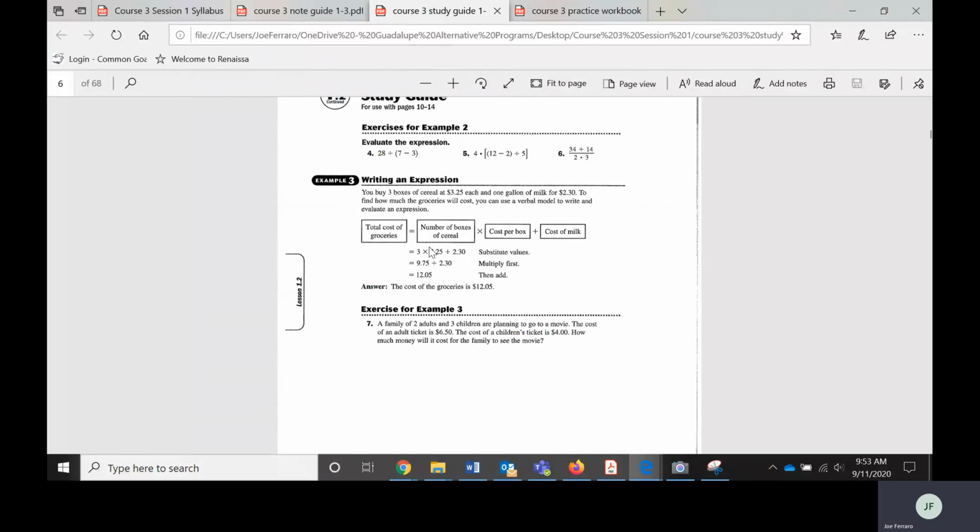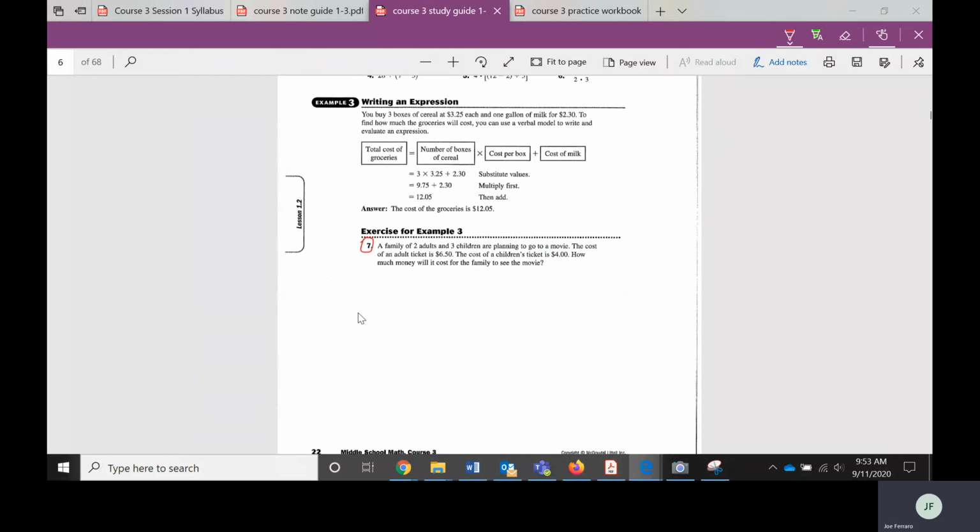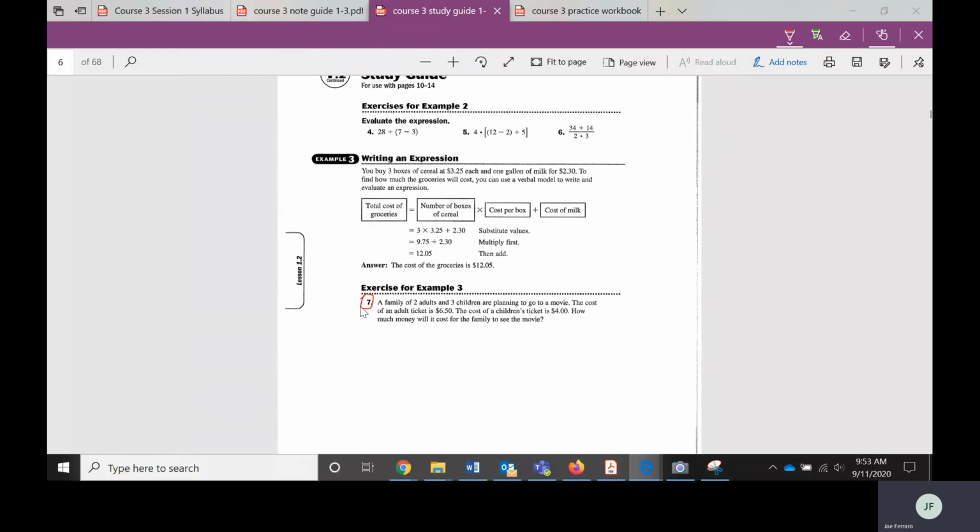And you probably will just automatically do the order of operations in this problem, because you're getting 3 boxes of cereal. 3 times $3.25, that's $9.75. And then just add the $2.30 onto it. That's $12.05. So it's probably a good idea to try this problem. The answer's in the back, but if you're not getting it, let me know. I can always add a separate video later just doing that problem.